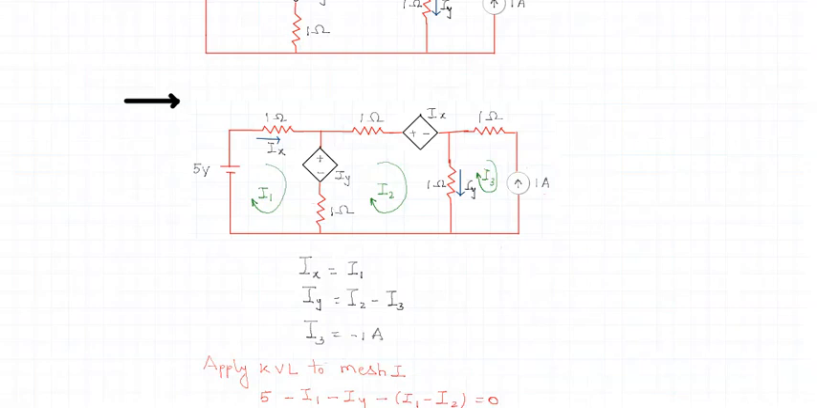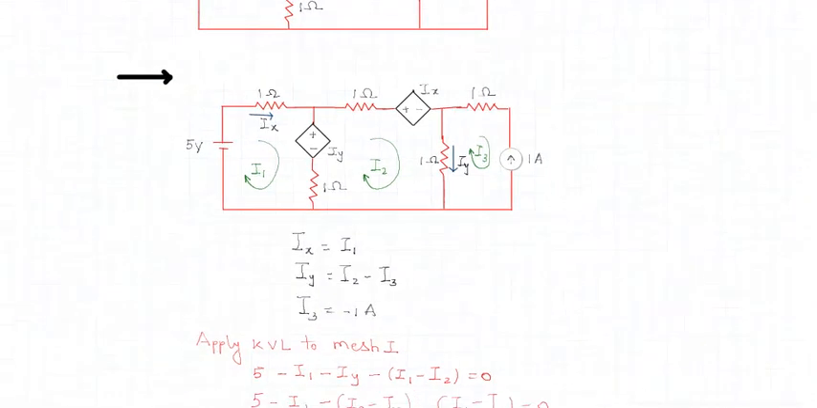Now start by applying KVL to mesh 1, loop 1. How is the equation? Start from any point. Let us say we start from the 5 volt independent voltage source. If this is the point, then as we are moving from the positive terminal to the negative terminal, this has to be considered positive. So 5 minus 1 times the current flowing in that branch, which is I1. So 5 minus I1.